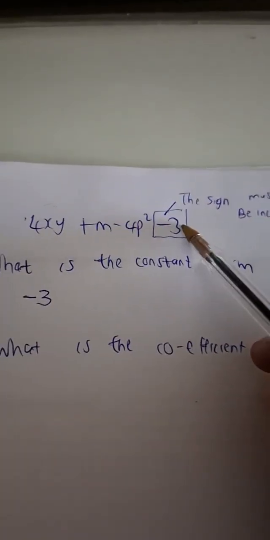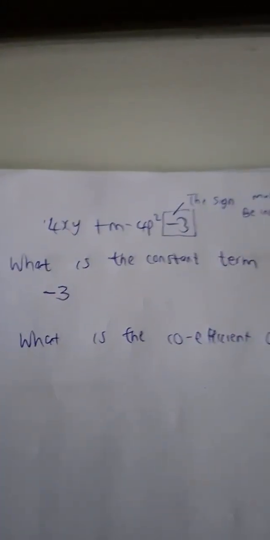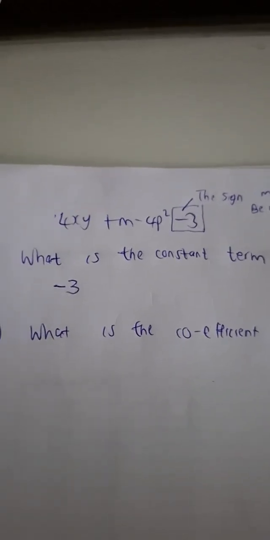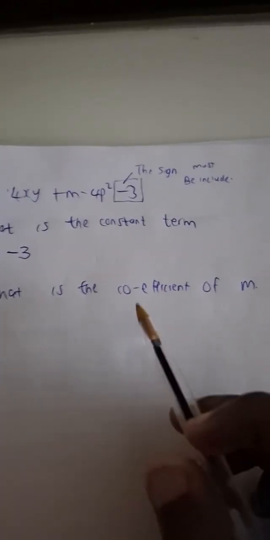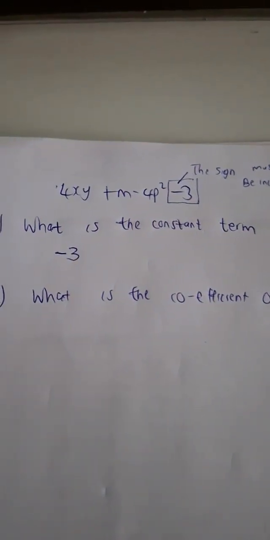Yes, Sandla. The negative sign goes with the number. So if in our head we're like the constant is 3, we must know that the sign goes with the number. You don't leave the sign behind. Now I'm asking, what is the coefficient of m? I don't know if people are ready for this one.